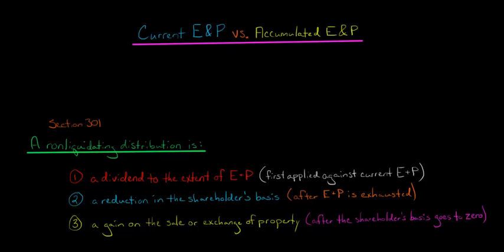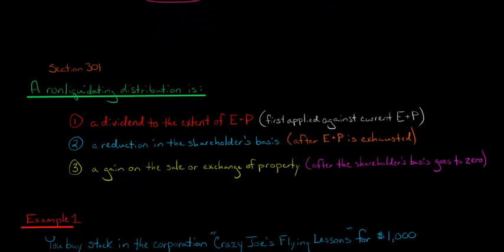Then it's going to reduce the shareholder's basis if EMP has already gone to zero, if it's been exhausted, or if it's negative. And then any remaining amount is going to be considered a gain on the sale or exchange of property. And if the stock was held as a capital asset, then that's going to be a capital gain. So I want to talk about some examples to show you how this distinction between current EMP and accumulated EMP can create some situations that you might not have expected.